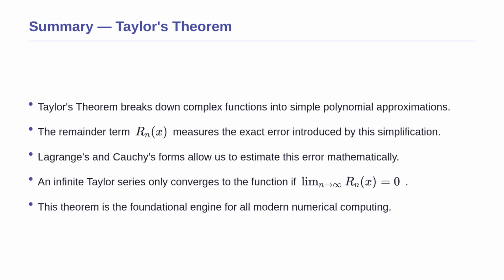We have covered a lot of ground today, so let us review the key takeaways. First, Taylor's theorem allows us to break down complex, difficult functions into simple polynomial approximations. Second, the remainder term is the exact measure of the error introduced by this simplification, and we can estimate it using forms like Lagrange's or Cauchy's. Finally, we must always check that the remainder shrinks to 0 to guarantee that an infinite series truly converges to the original function. Without this theorem, modern numerical computing and simulations would be entirely impossible. You now understand the foundation of computational mathematics.